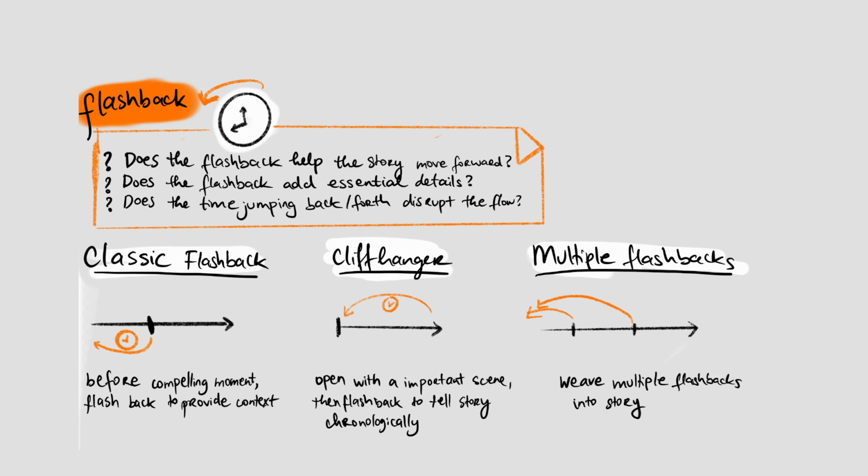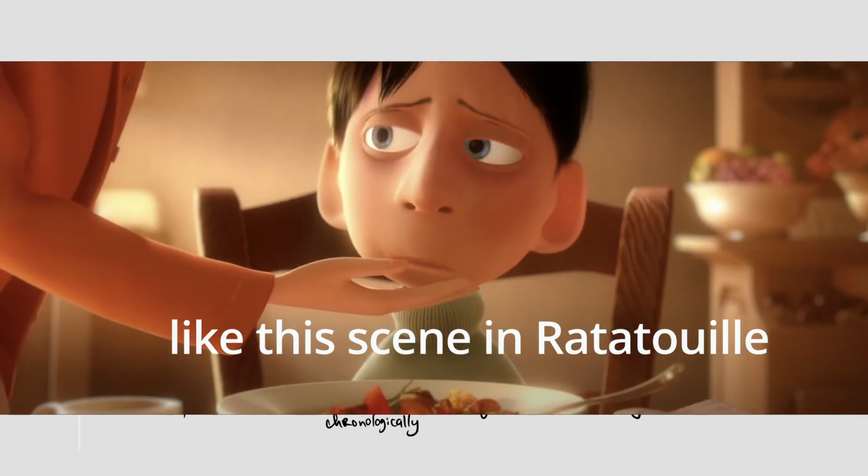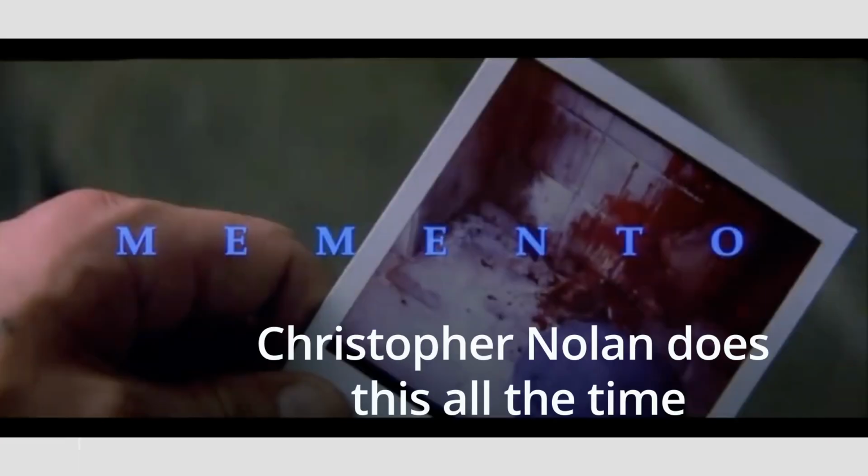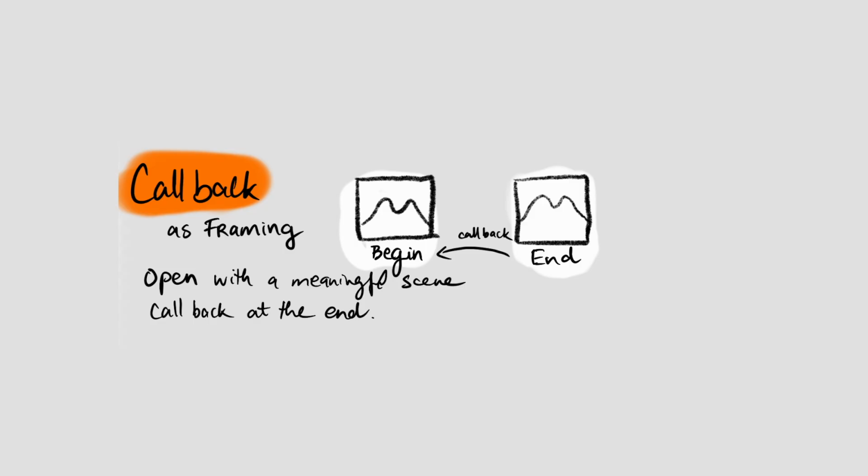The 3 types of flashback are the classic flashback, where before a compelling moment, you would pause the story and flashback to provide context. Second type is the cliffhanger, where you open with an important scene, then flashback to the beginning to tell the story chronologically. Multiple flashbacks is where you can weave multiple flashbacks into the story. Another type is the callback. The callback is used as a framing in the story. You will open with a meaningful scene and then call back to it at the end.